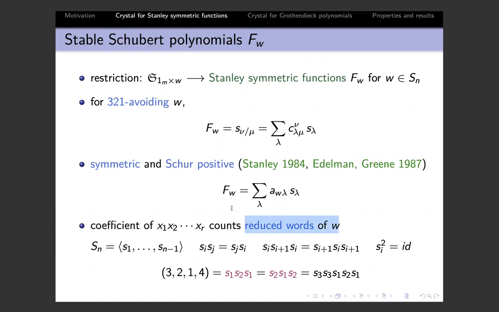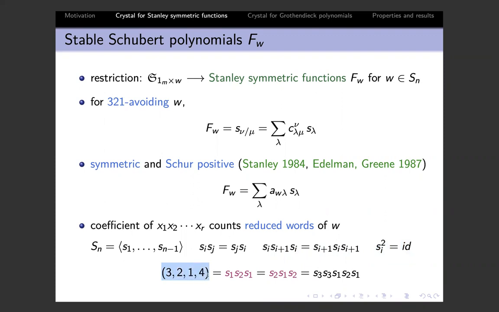Let me briefly say what I mean by a reduced word. The symmetric group S_n is generated by simple transpositions s_1 up to s_{n-1}. s_i just interchanges the letters i and i plus one. And these generators satisfy relations. When i and j are at least two apart, then they commute with each other. That's the first relation. If they're adjacent, then they satisfy the braid relation: s_i s_{i+1} s_i is equal to s_{i+1} s_i s_{i+1}. And they also square to one: s_i squared is equal to the identity.